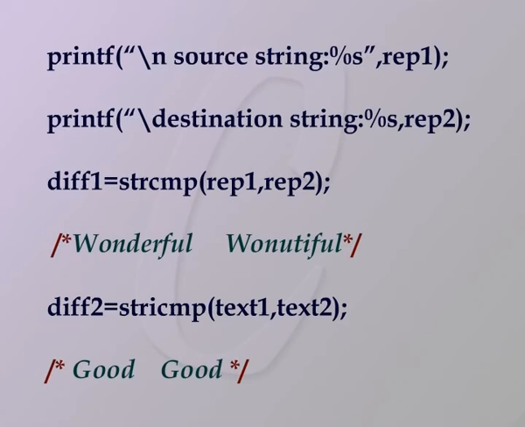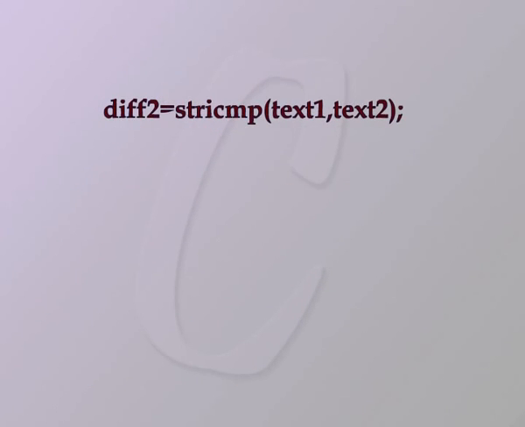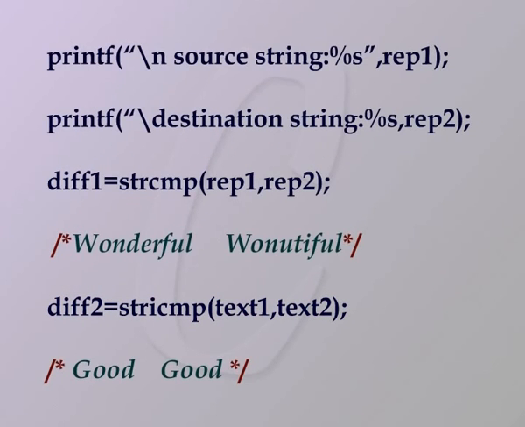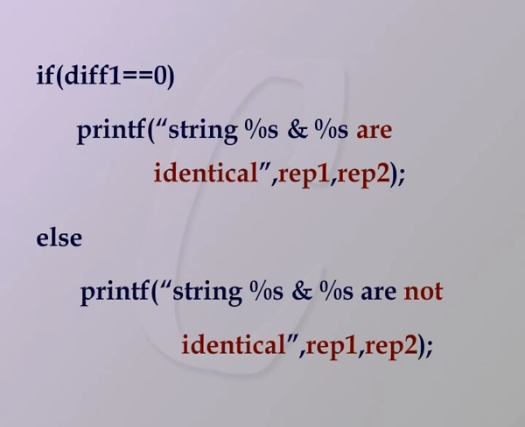I told you this function also returns an integer value. So if it is going to return a value, it has to be collected, for which I have already defined two integer variables. So first we are having the diff1, which accepts rep1 and rep2. See, both these strings are not same, so it will return something other than null. Then I am comparing, ignoring the case, good and good, that is text1 and text2. So here it ignores the case, both the texts are same, this will return a 0.